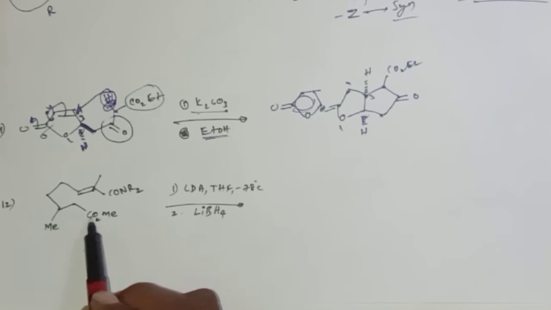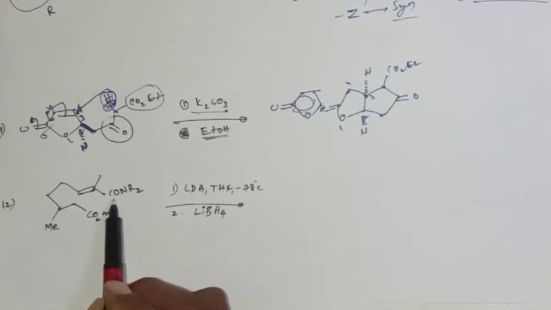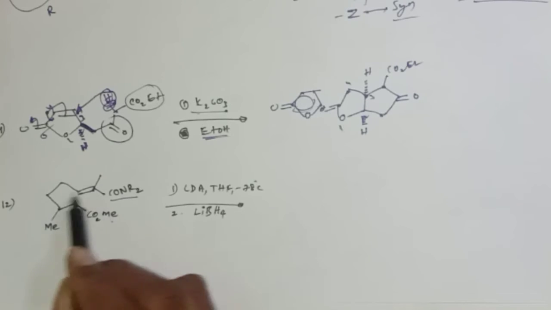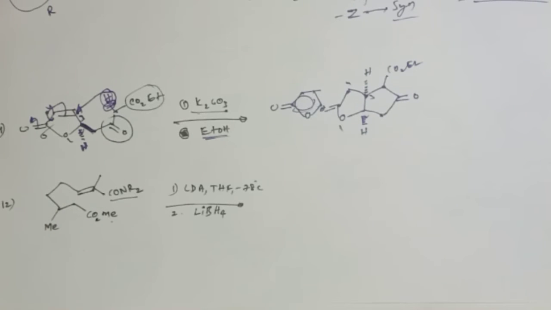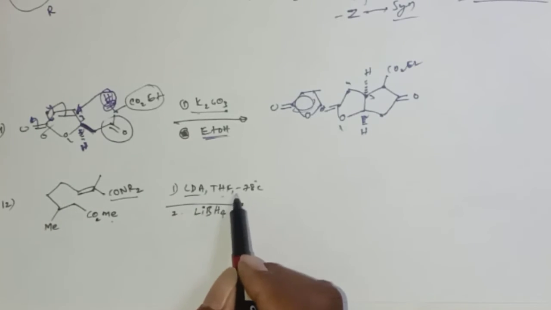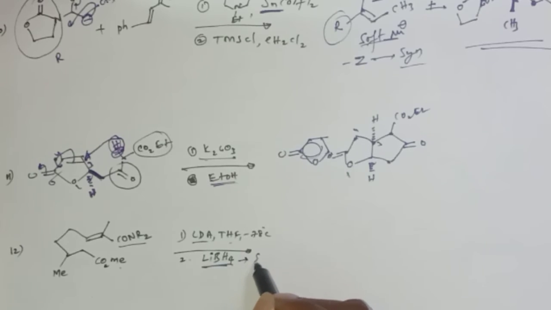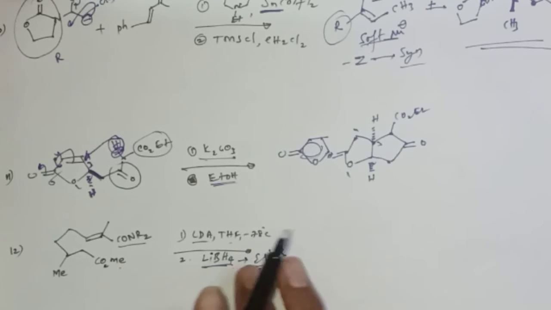Here we have CO2Me and this amide group, alpha beta unsaturated. So this is also an intramolecular Michael addition reaction only. Then this is LDA, THF, which is kinetically controlled, and LiBH4 reduces esters, right? It reduces esters, not amides. So this is ester.